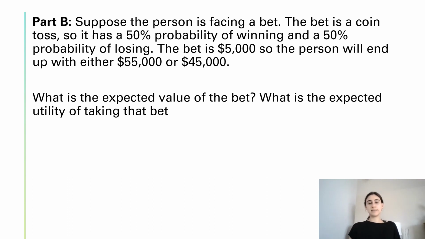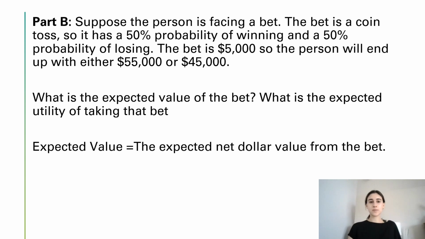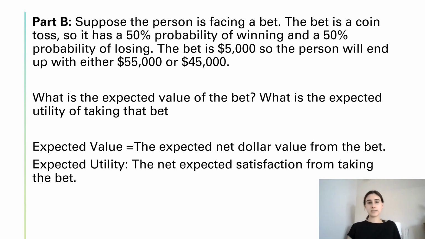So let's begin by defining some terms. Expected value. The expected value is the expected net dollar amount from taking the bet. It is how much money the individual expects to walk away with if they take the bet. The next concept to define is expected utility. Expected utility is the net expected satisfaction from taking the bet. How much satisfaction does this individual expect to have if they take the bet?